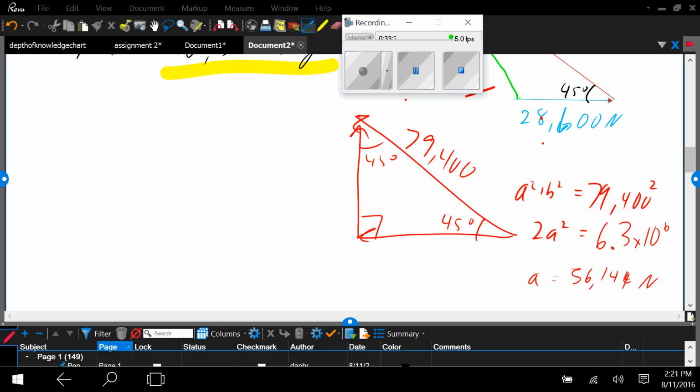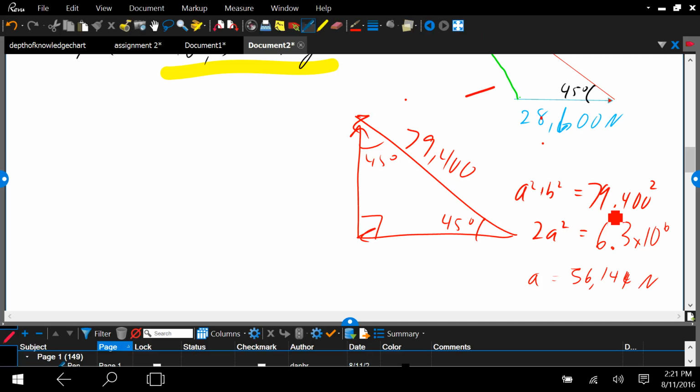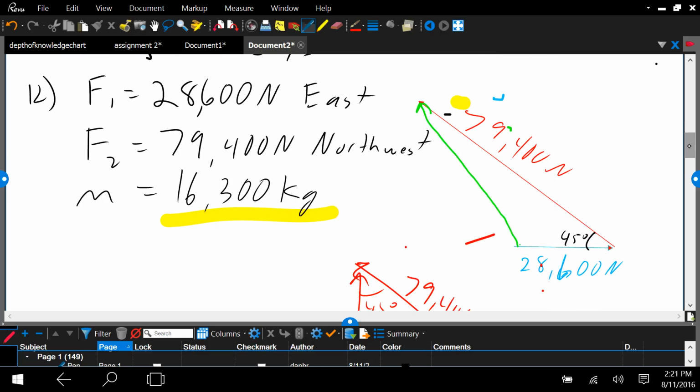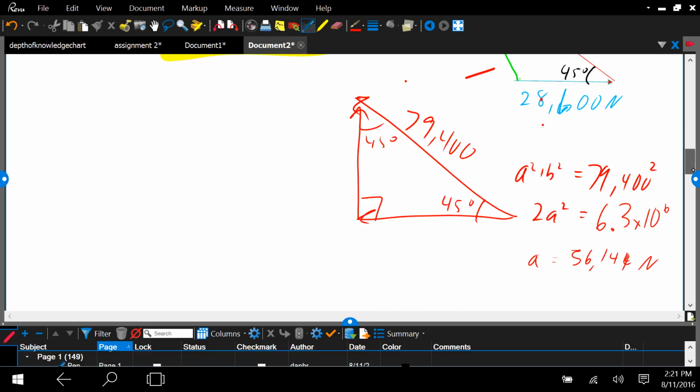So what I got was 6.3 times 10 to the 6th, or 6,300,000, rounding it off a little bit there, when I squared 79,400. I divided it by 2, took the square root, and got 56,144 newtons. So that was the length of each side, the sides that would be necessary for this 79,400 right there.